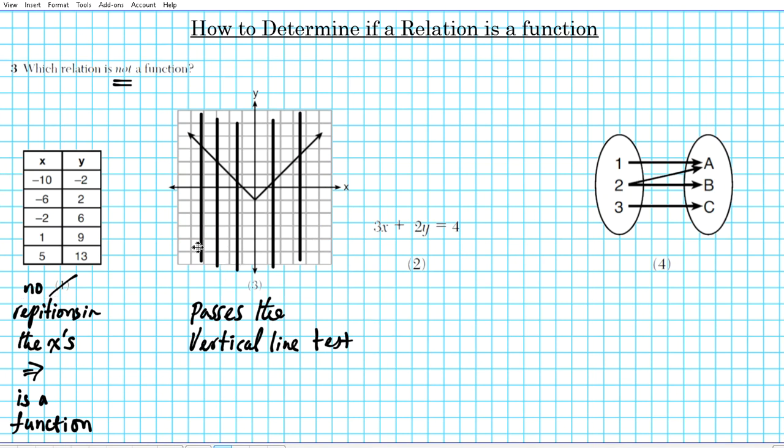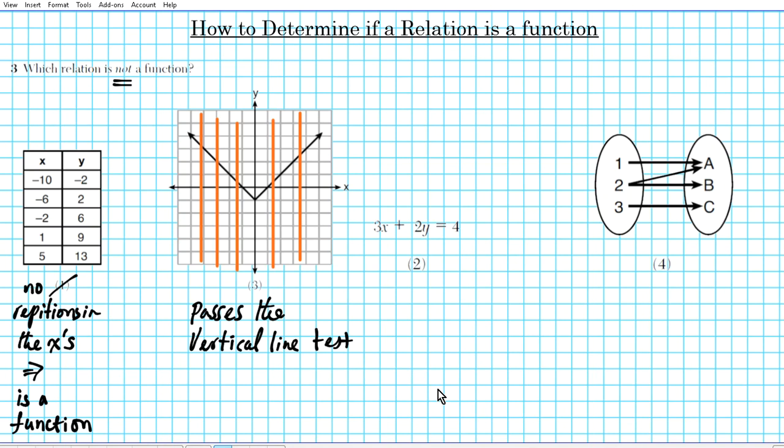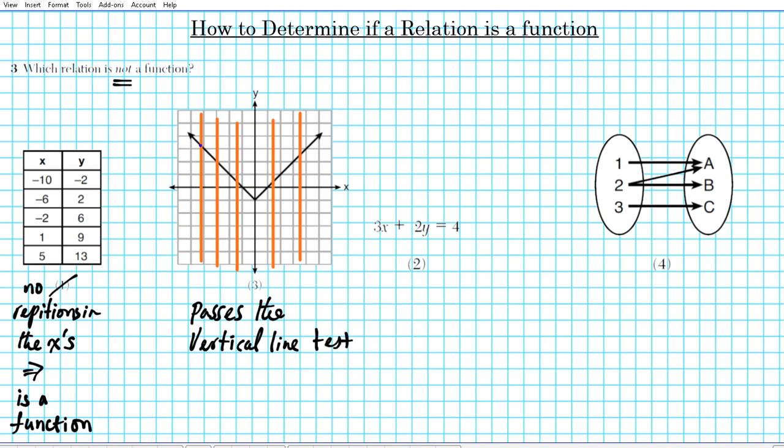Let me highlight my vertical line. So we have one there. There's another one. Just to illustrate, what I'm trying to show you here is that these vertical lines are intersecting the graph at exactly 1 point. All the vertical lines do that. What this is showing us visually is that every input, going along the vertical line from the x to the graph, is assigned to exactly 1 output. So this passes the vertical line test. What does that mean? It means that this relation is a function.